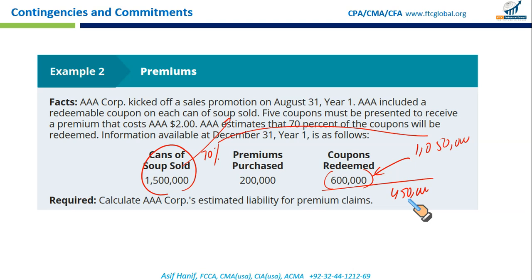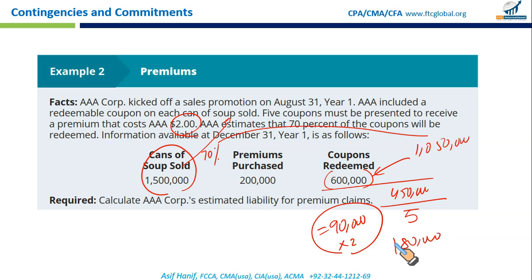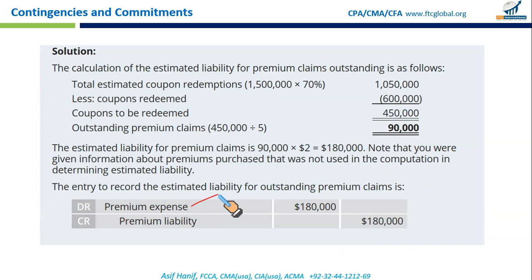450,000 coupons. Since it says 5 coupons must be presented to receive a premium, that means 450,000 divided by 5, which means 90,000 outstanding premium claims are there, and each costs $2. That means 90,000 times 2. So the liability that we need to include is $180,000. So you're going to debit premium expense and credit premium liability $180,000. Premium expense debit, premium liability credit.